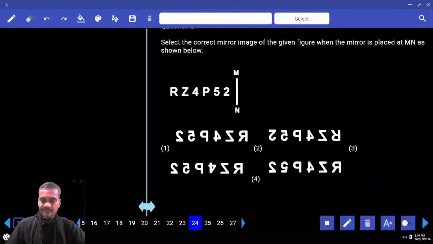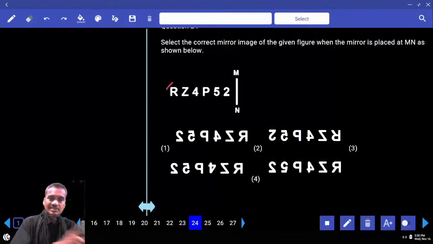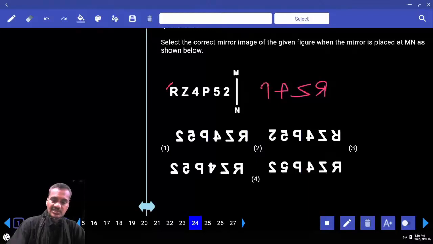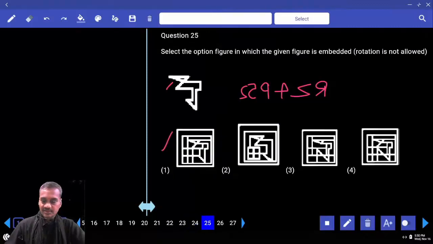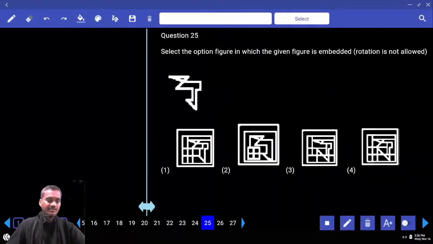23rd. Then 24. Now we need to find the mirror image of this one. R, which is on the left-hand side, should go to the right-hand side. And this is Z. And this is 4. Now this 4 must be like this. Next one: R, Z, 4 and P. P is like this, and this is 5, and finally this is 2. Right? And so what is the choice we have? Choice 1, question number 24. Then mirror image. Then finally 25, embedded figure.